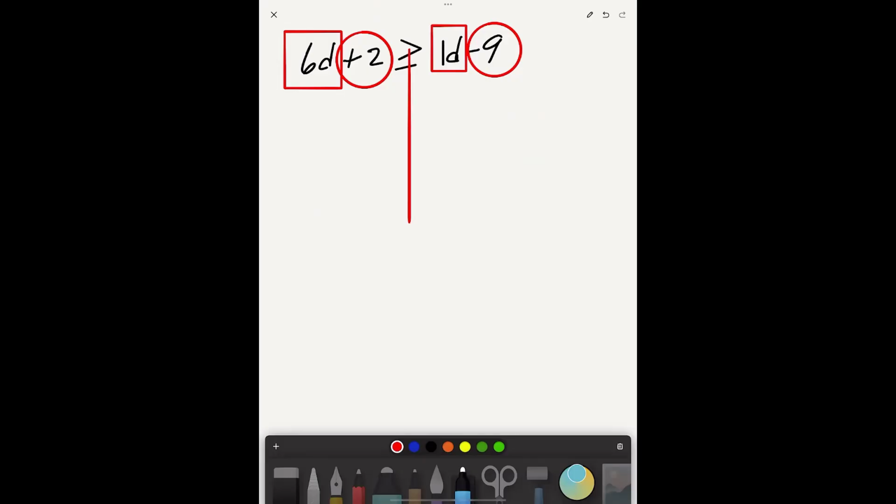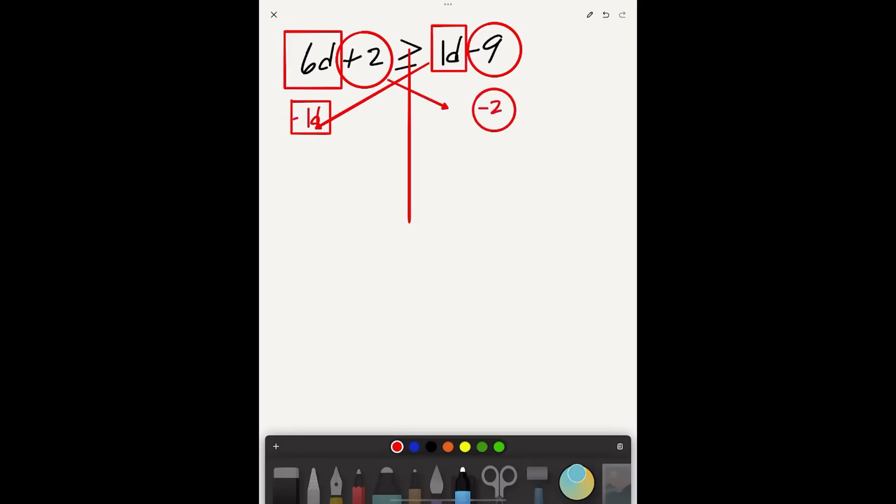So now all I'm going to do is take this box and move it over. So that 1d becomes a negative 1d, because if I move something from one side of the inequality or equation to the other side, I have to change the sign. And then this plus 2 comes here, and this becomes a minus 2.